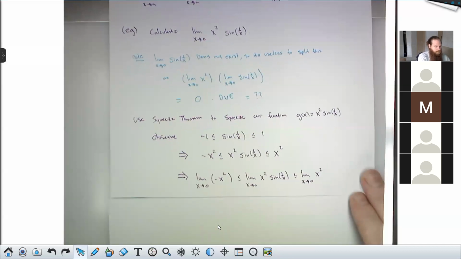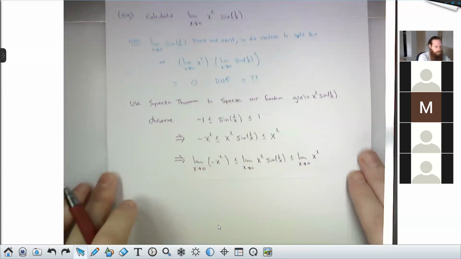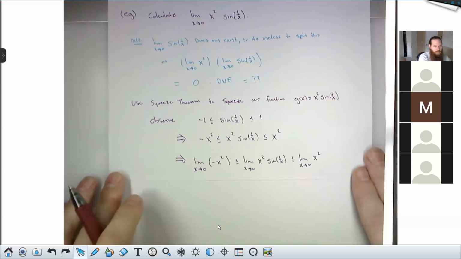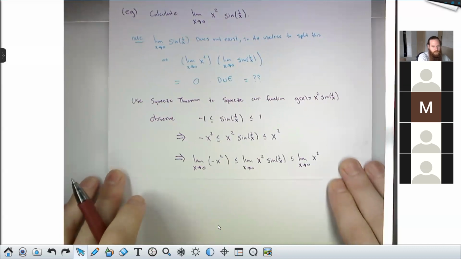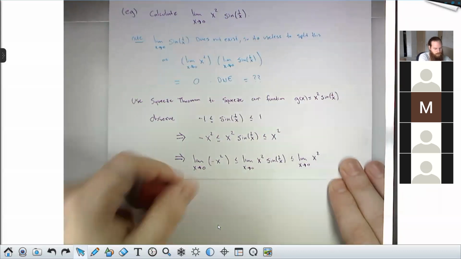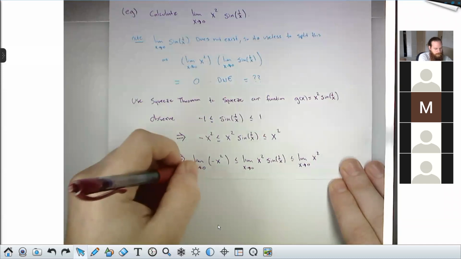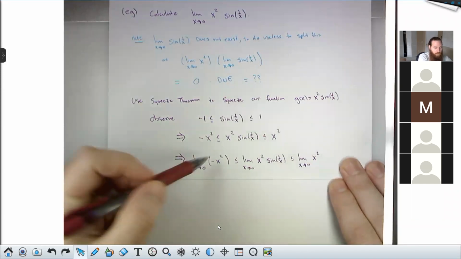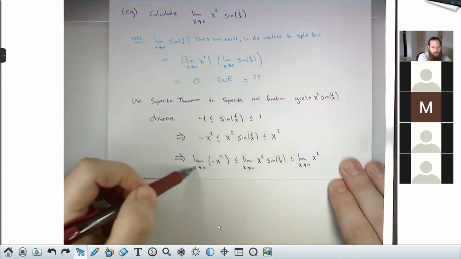The limit in the middle is the one I'm trying to figure out. I don't know what that is. But both of the limits on the outside are things that I know. The limit as x goes to 0 of negative x squared, we can figure this out. This is not a hard limit.